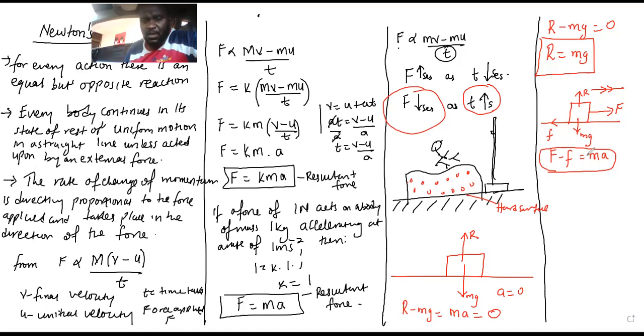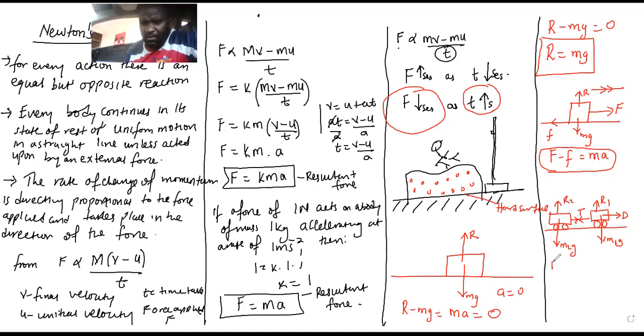For example, if there are two bodies, you can see trailers, breakdowns. Maybe you have a car that is being pulled by another car. There is tension here in the stream. This car has its weight M2G. This car has its weight M1G. There is a driving force driving them horizontally. This one has a reaction R1. This one has a reaction R2.